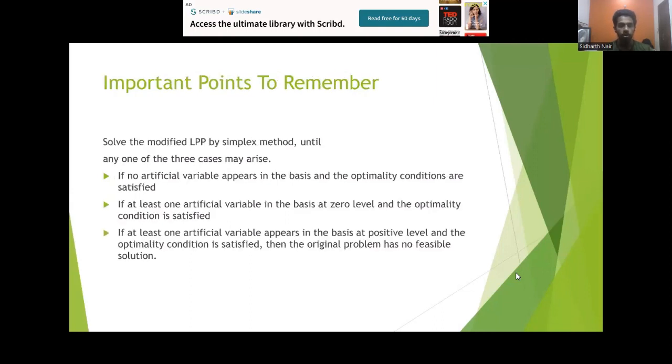An important point to remember is that we will use the simplex method when these three cases arise: if no artificial variable appears in the basis and the optimality conditions are satisfied; if at least one artificial variable is in the basis at zero level and the optimality condition is satisfied; if at least one artificial variable appears in the basis at positive level and the optimality condition is satisfied, then the original problem has no feasible solution. So this was just an overview regarding the topic.